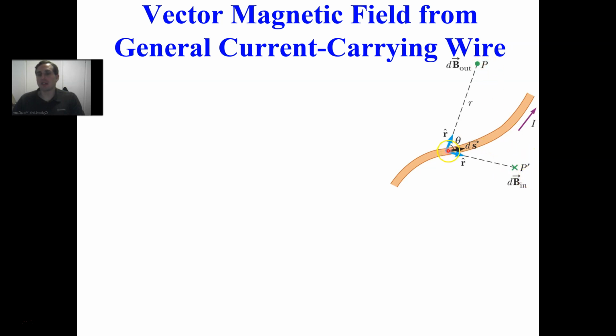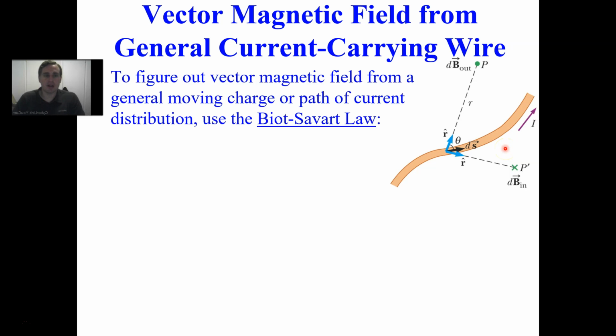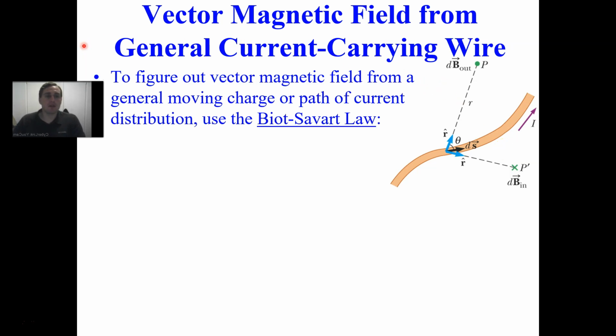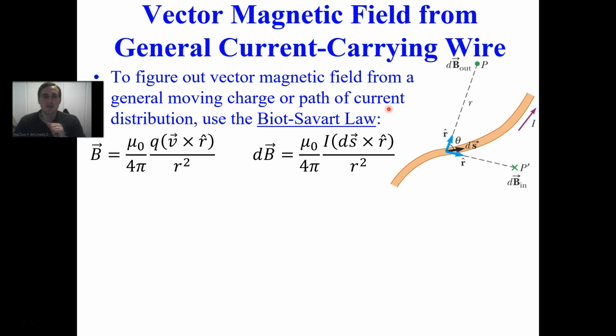Now the distance from the ds point to P, or to this P prime, is going to be some r distance. And again, let this wire carry current I. So to figure out the vector magnetic field from a general moving charge or path of current distribution, we must use the Biot-Savart law. Now, by the way, let me just warn you, the Biot-Savart law is not for the faint of heart. It's quite a difficult vector and calculus type equation.